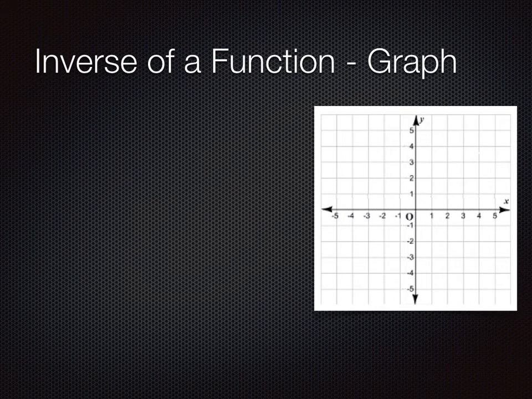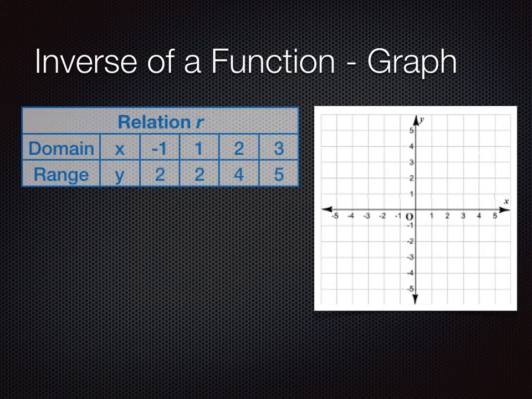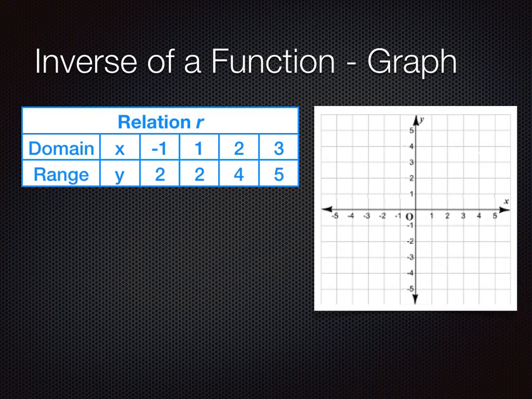So here, let's start with a function with a table of values. In fact, this is the previous relation that we looked at earlier. So we can graph these ordered pairs. Let's graph (-1, 2), (1, 2), (2, 4), and (3, 5). And now let's graph the line y equals x.